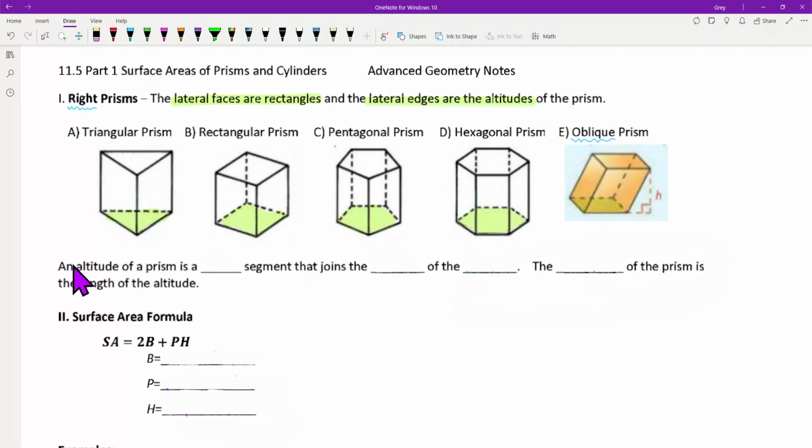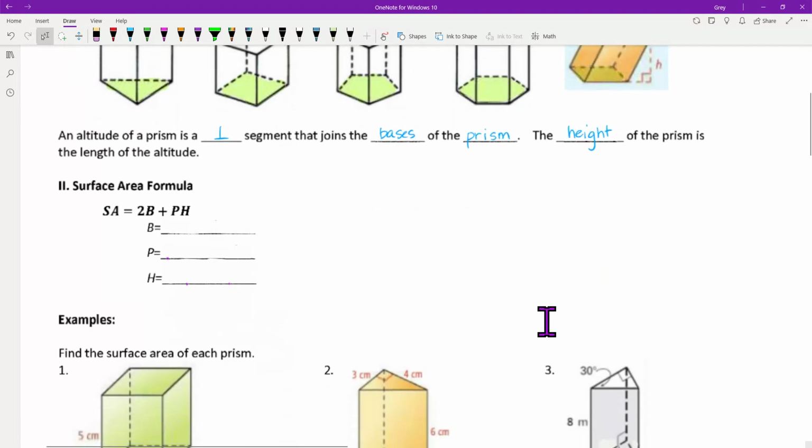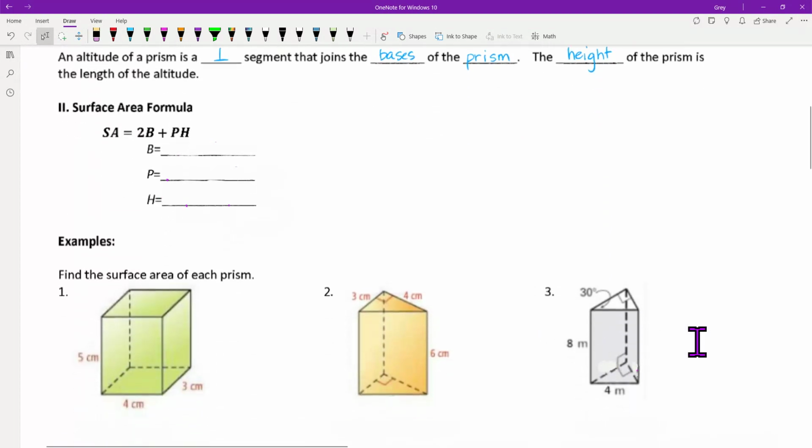So remember, the altitude of a prism is a perpendicular segment that joins the bases of the prism. And the height of the prism is the length of that altitude. So for surface area, you might have done this in previous classes, where you found the area of each face and then added them all together. That's fine if it's a rectangular prism, but these are going to get more challenging. So it is in your best interest to know how to use this formula.